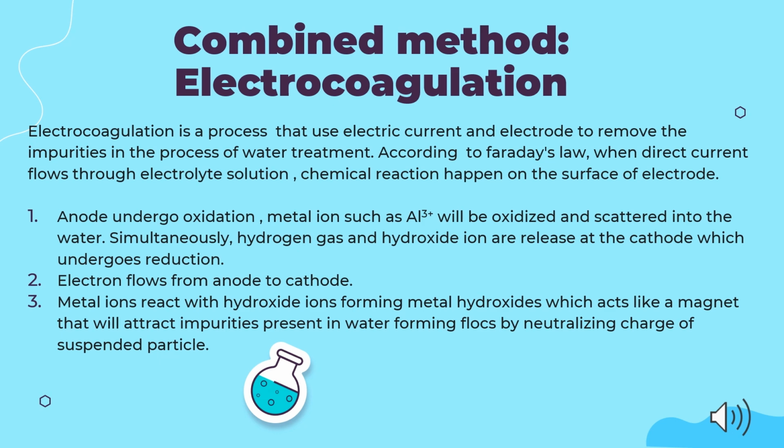According to Faraday's law, when direct current flows through an electrolyte solution, chemical reactions happen on the surface of the electrodes. First of all, the anode will undergo an oxidation process. Metal ions such as aluminium 3+ will be oxidized and scattered into the water. Simultaneously, hydrogen gas and hydroxide ions are released at the cathode, which undergoes a reduction process. Electrons flow from anode to cathode. Metal ions will react with hydroxide ions, forming metal hydroxide, which acts like a magnet that attracts the impurities present in water, forming floc by neutralizing the charge of the suspended particles.